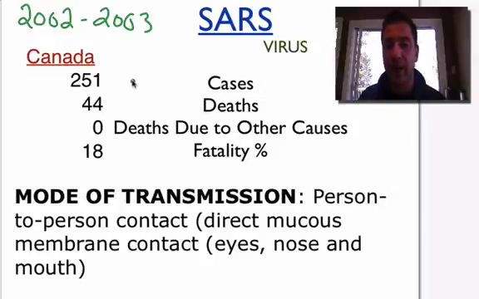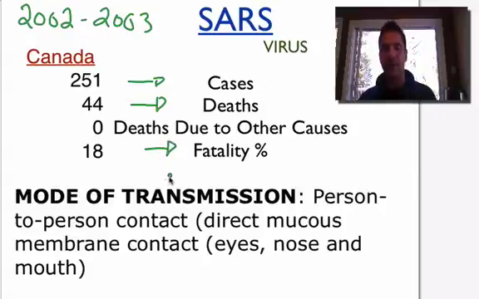In Canada, we had 251 cases of SARS. There were 44 deaths, and deaths due to other causes, there were none, but the percentage of fatalities, or deaths by case, was 18%.